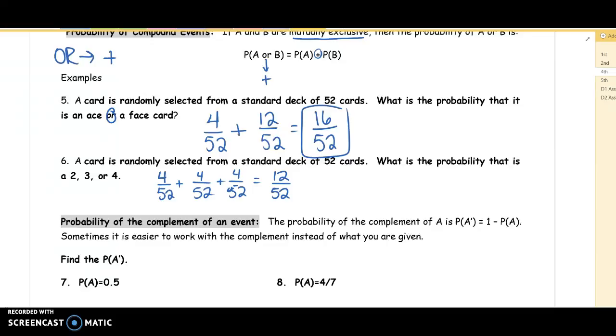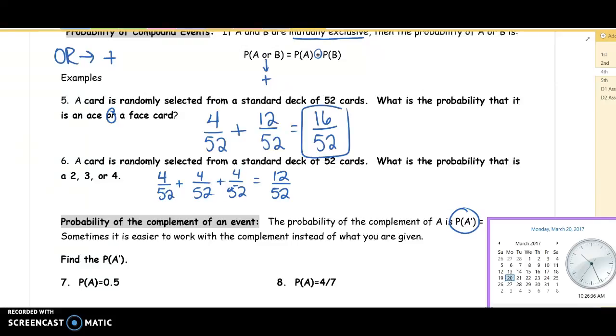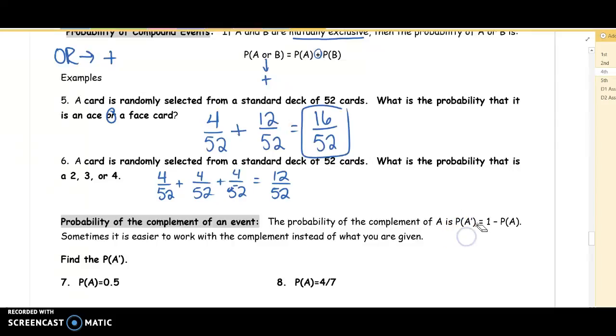The probability of the complement of an event. A complement is like the other half of the probability. For example, to roll a 1 on a standard 6-sided die, you have a 1/6 probability. To not roll a 1, you would have a 5/6 probability. So it's like the other half, the other side of the probability. And they use this symbol, probability of A prime, and you do a whole 1 minus the probability that something happens.